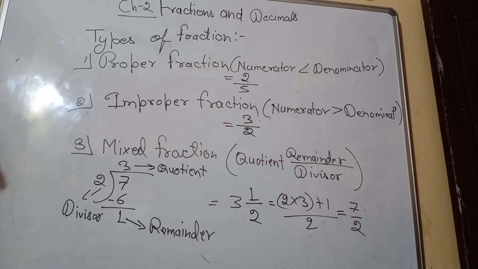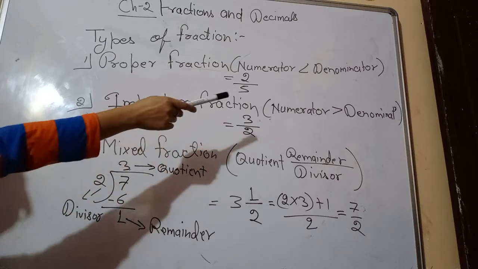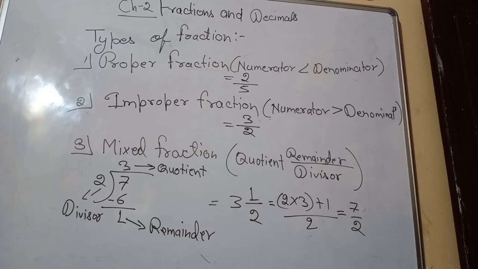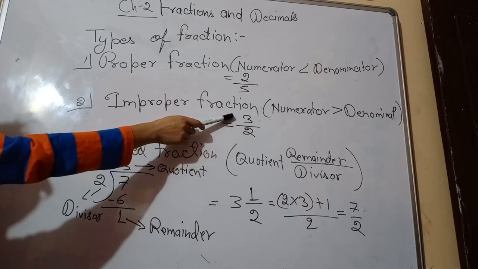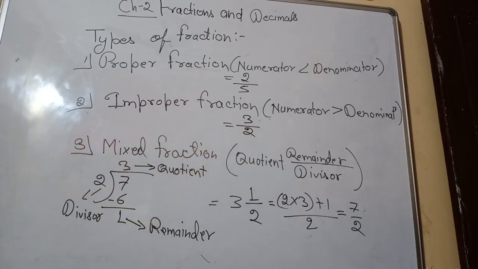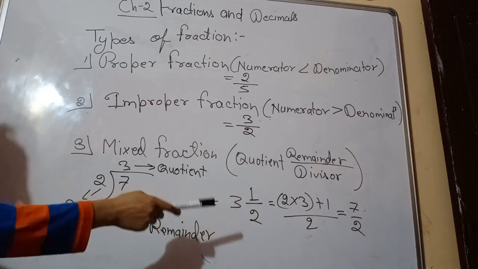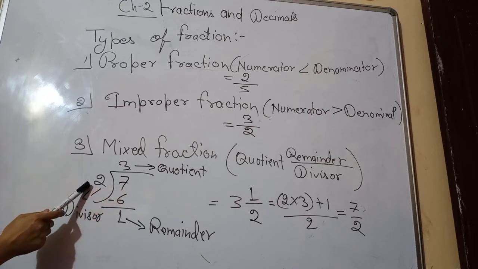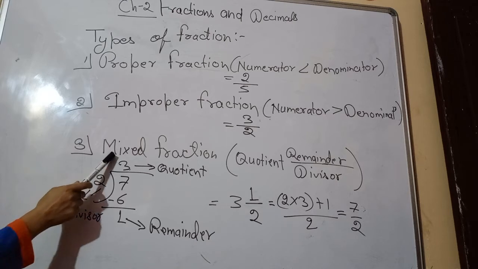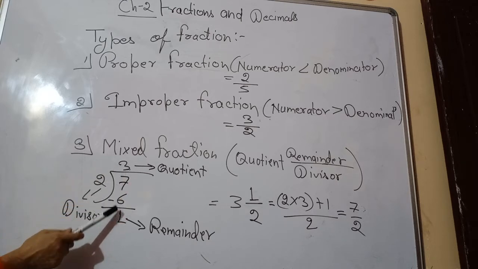Okay, moving towards improper fractions. What is an improper fraction? When the numerator is greater than the denominator. Here you can see this is the numerator and this is the denominator. So 3 is greater than 2, meaning the numerator is greater than the denominator. Now the last one, and quite a bit complicated, the third one, which is the mixed fraction. So what do we call a mixed fraction? A fraction which can be written in the form of quotient, remainder and divisor. See here, suppose we have the number 7 which we have to divide by 2. 7 is not completely divisible by 2. So what will we do? 2 3s are 6, and when we subtract 7 minus 6, we get 1.